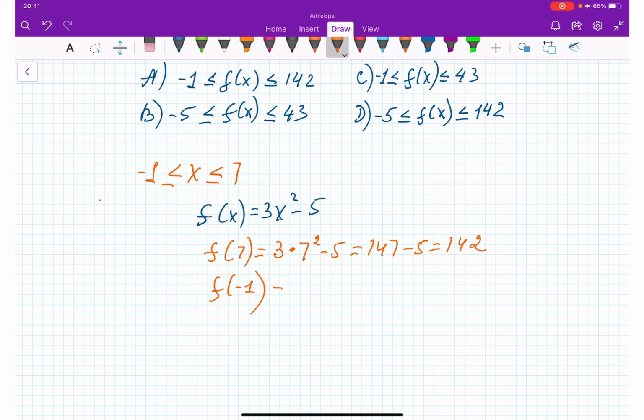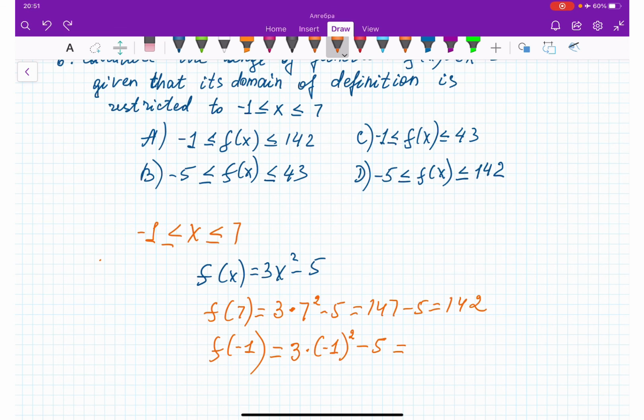And f of negative 1 is equal to 3 times negative 1 squared minus 5. What is interesting here is that negative 1 squared gives me positive 1, so 3 times that is 3. The contribution of x in 3x squared minus 5 is going to be positive, because we are squaring, and any negative number I take, even this negative 1, the ending point, I'm going to get positive.